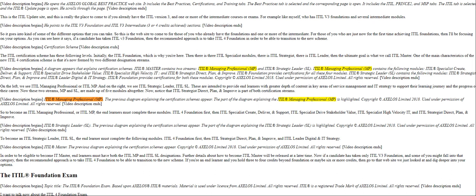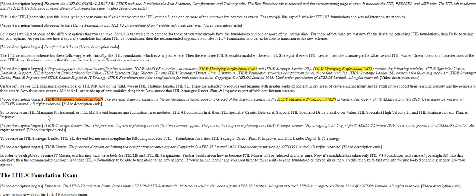So it goes that you can take this ITIL 4 Foundation. The ITIL certification scheme has the following levels initially: the ITIL Foundation, which is why you are here. Then there is the ITIL Specialist Module, the ITIL Strategist, the ITIL Leader. The ultimate goal is what we call ITIL Master. One of the main characteristics of the new ITIL 4 certification scheme is that it's now formed by two different designation streams. So to become ITIL managing, this is the answer.